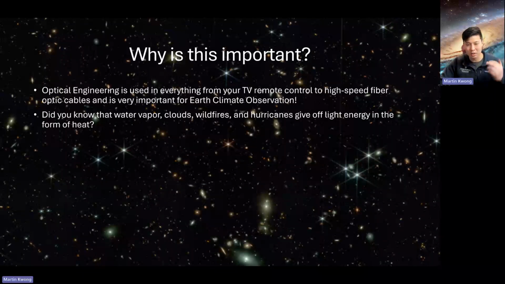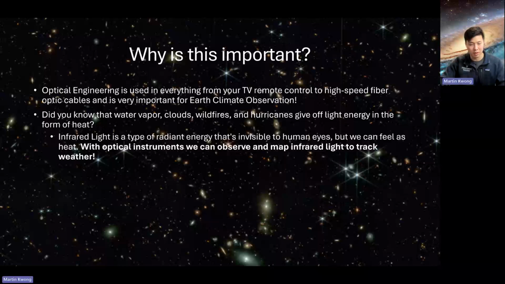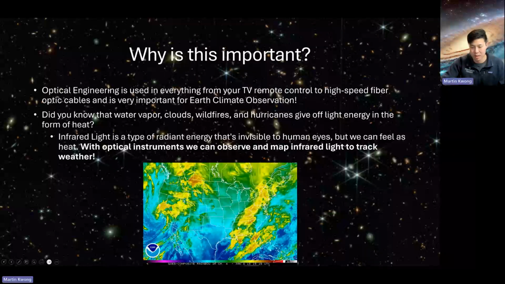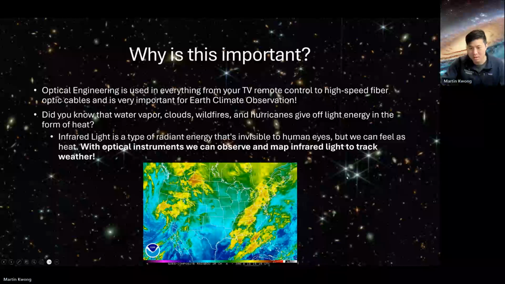Water vapor, clouds, wildfires, hurricanes give off energy. They give off a lot of light energy in the form of infrared, which is heat energy. Infrared light is a type of radiant energy that is invisible to human eyes, but we can feel as heat. With optical instruments, we can observe and map infrared light to track weather. And here's an example of one of those maps.